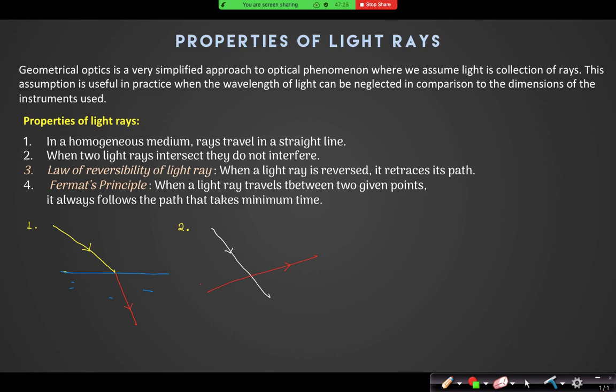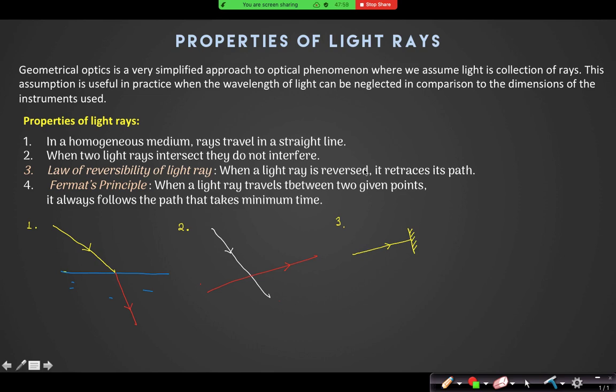So now there are few assumptions of light rays that I have made. The first two assumptions I have explained. The third assumption is law of reversibility of light ray. Suppose a light ray was moving in a straight line like this, and you bent that light ray such that the path is reversed.